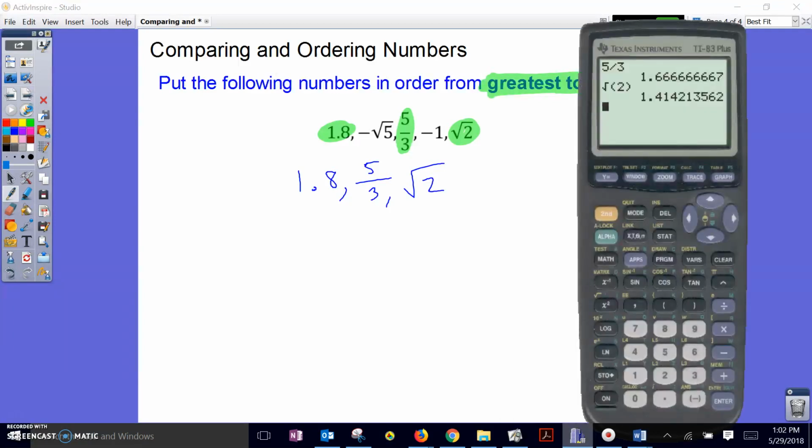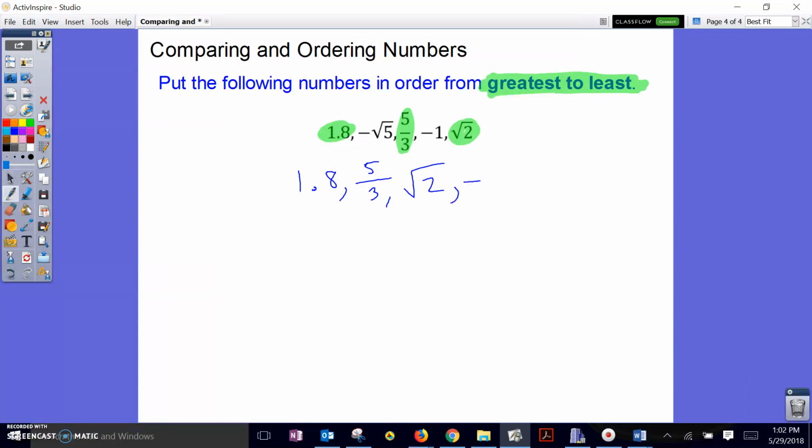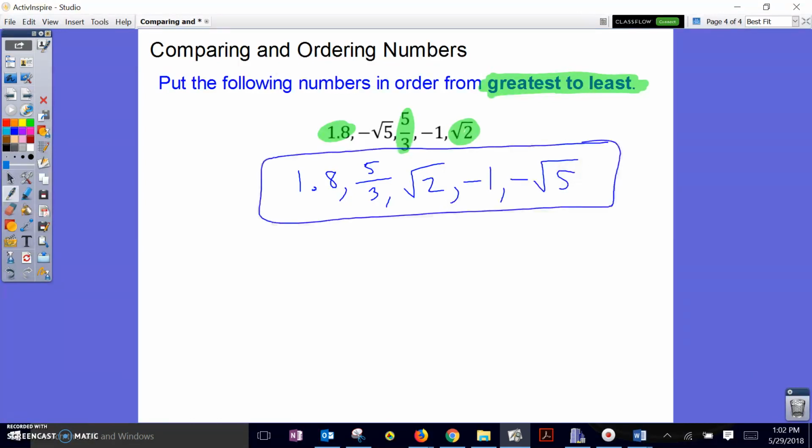And then we have to deal with the negative numbers. We know negative 1's value. Let's look at the value of negative square root of 5. Negative 2.236. That's a bigger magnitude than negative 1 has. So that's going to be a smaller number. Since we're making them greatest to least, that's going to follow negative 1 in our list because it's smaller than negative 1. And so we'll have negative 1 and negative square root of 5. And that is our list from greatest to least. And that concludes this video on comparing and ordering numbers.